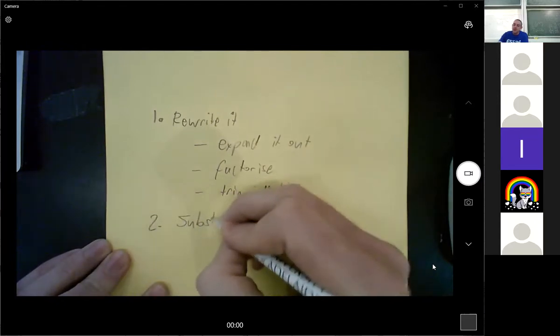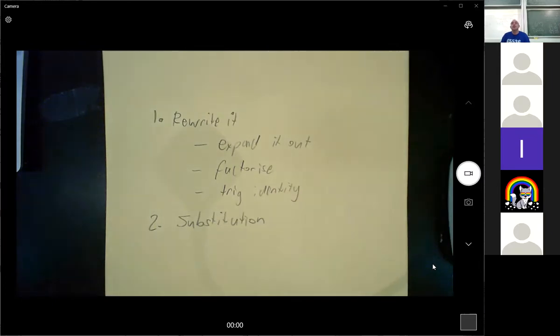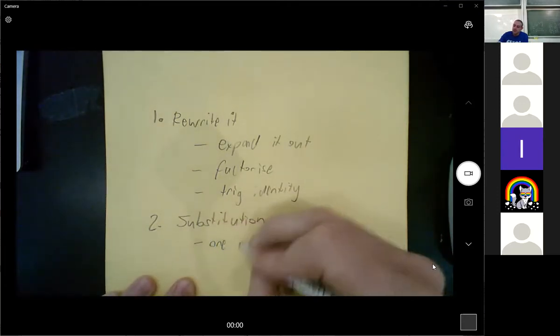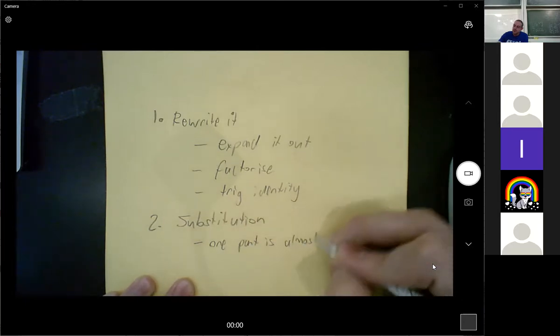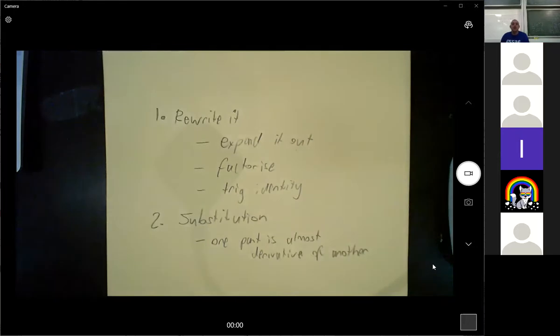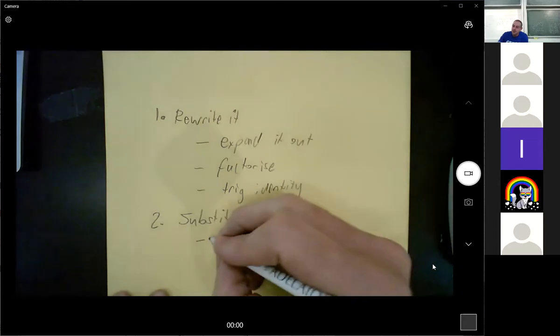Okay. Technique 2 is substitution, which is specifically designed for when there's a function inside a function, or when one part of the thing you're integrating looks like the derivative of another part. So when one part's almost a derivative of another one, substitution will be helpful. It's sometimes also helpful just when there's stuff inside other stuff. But this is the main time when it's helpful. So that's what it's for.